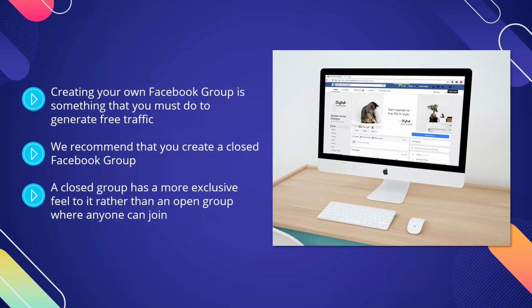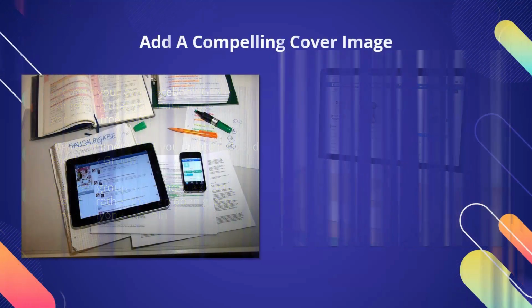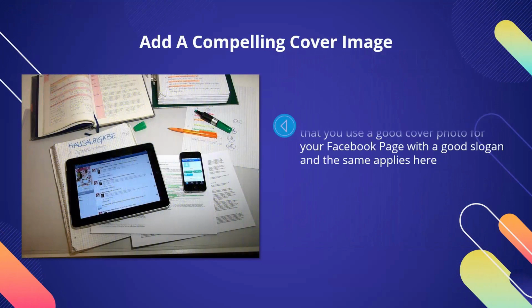Now you need to take steps to optimize your group to attract members. Add a compelling cover image. We recommended in an earlier video that you use a good cover photo for your Facebook page with a good slogan, and the same applies here. A Facebook group is a great way to promote your brand, so use a high-quality image and slogan that lets people know why the group is worth joining.